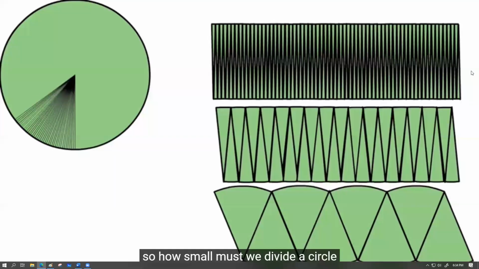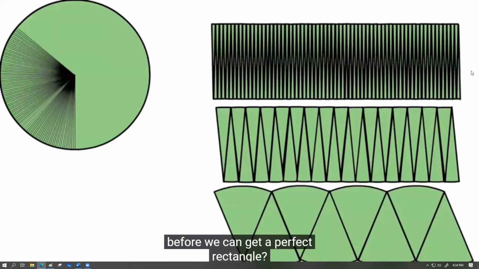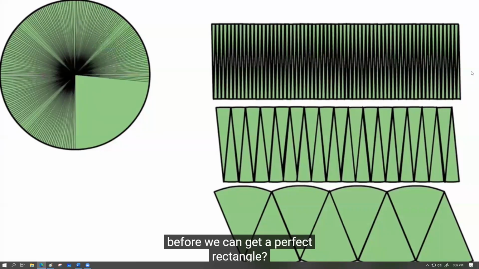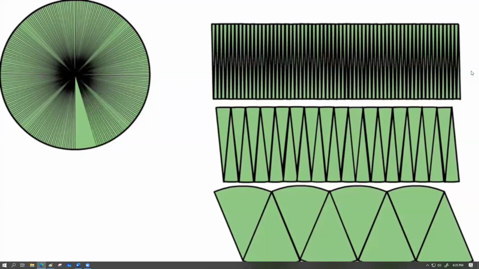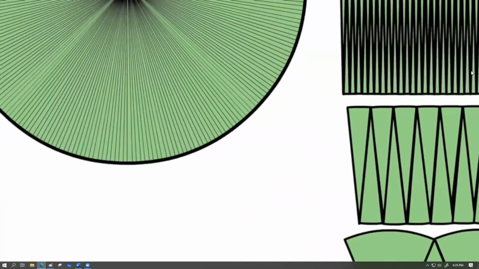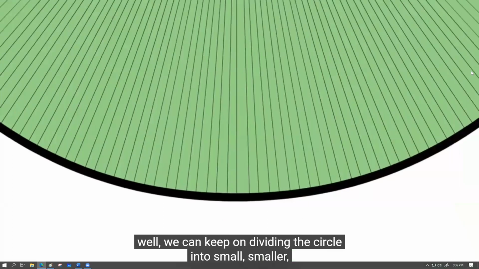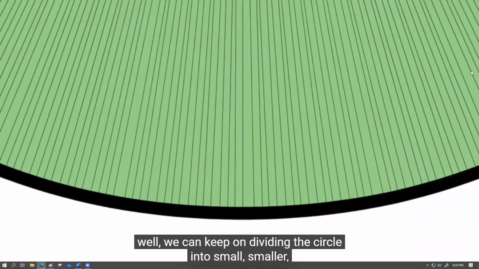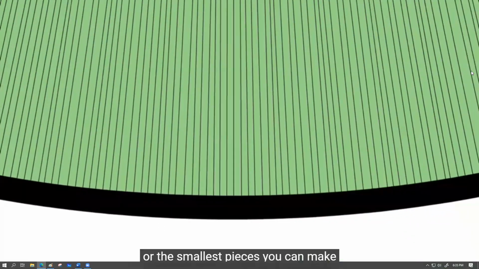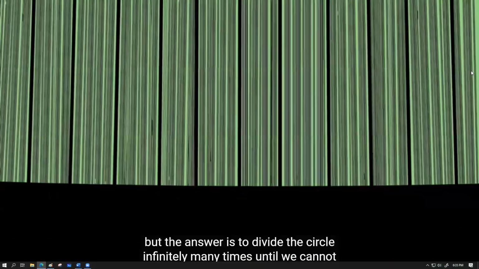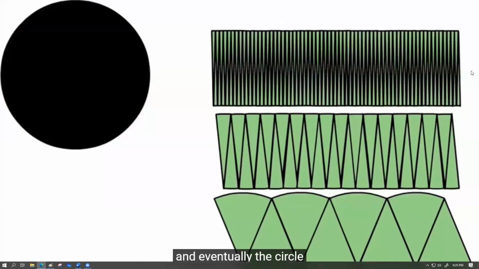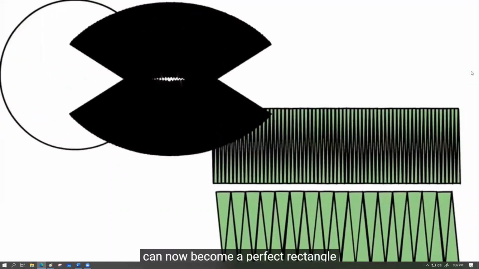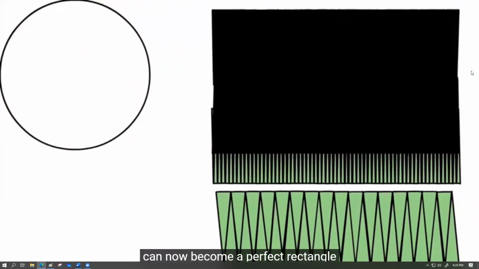So how small must we divide a circle before we can get a perfect rectangle? Well, we can keep on dividing the circle into smaller, or the smallest pieces you can make. But the answer is to divide the circle infinitely many times until we cannot distinguish the lines, and eventually the circle can now become a perfect rectangle. Infinitely small pieces.